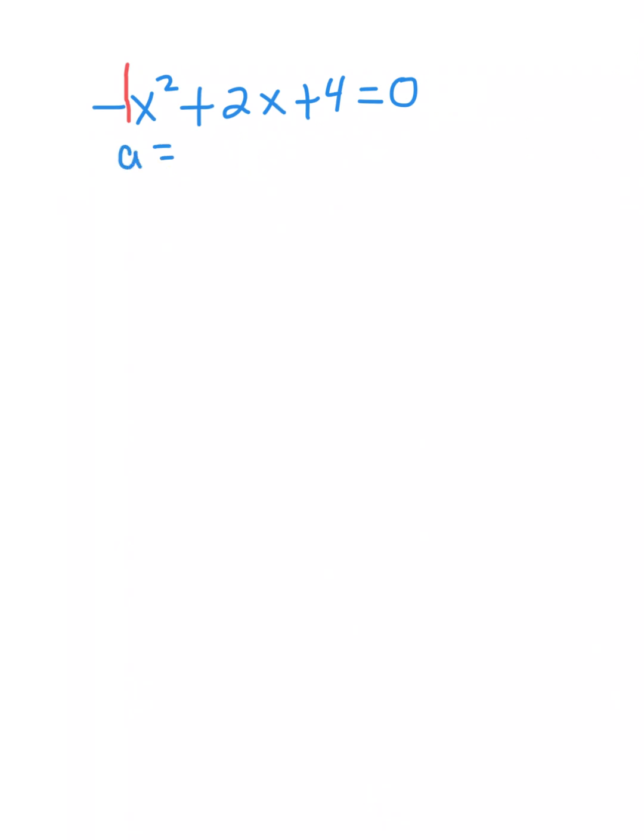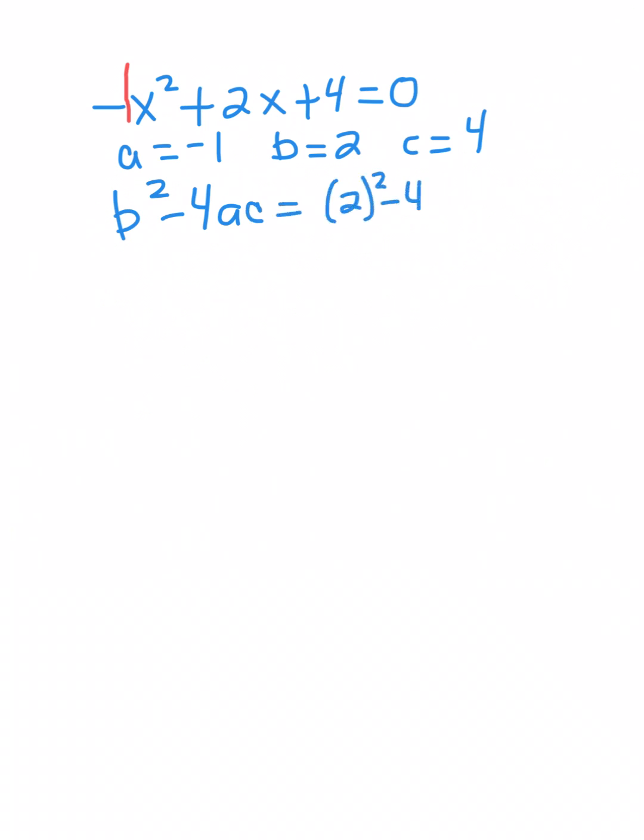So identifying our a, we have a -1. Our b is a +2. Our c is a 4. And then when we substitute into b squared minus 4ac, we end up with 2 squared minus 4. Our a value is -1, and our c value is 4. Again, you can just pick up your calculator and do it straight out. If you want to do it off by hand like I am, then that's fine too.